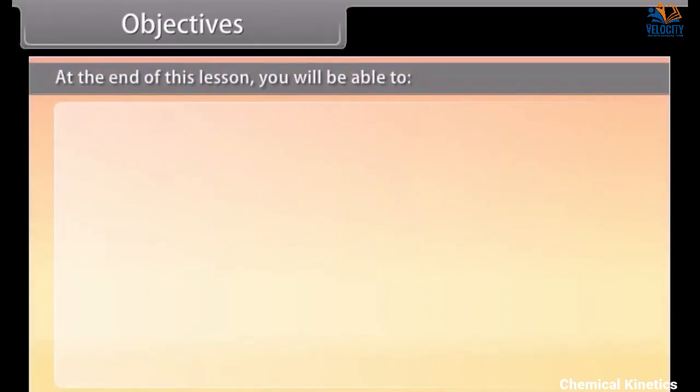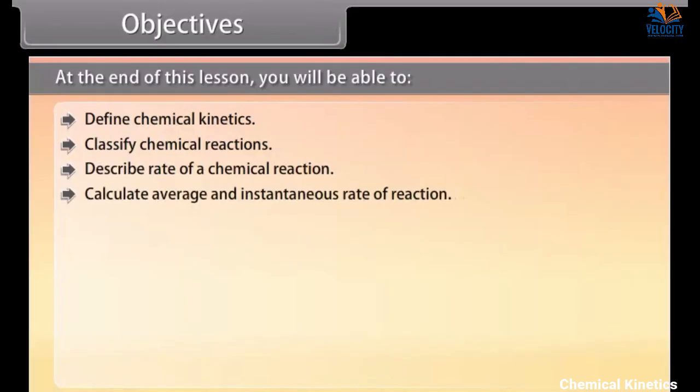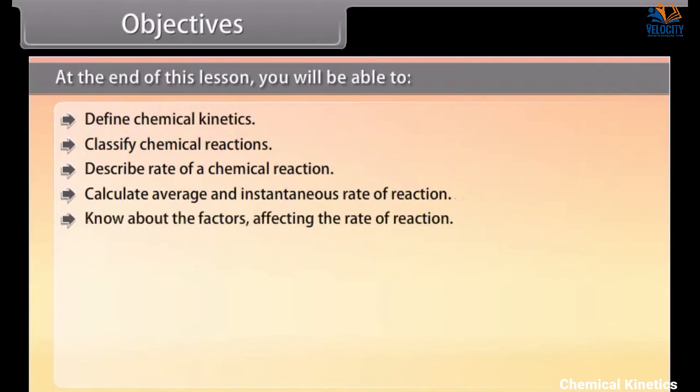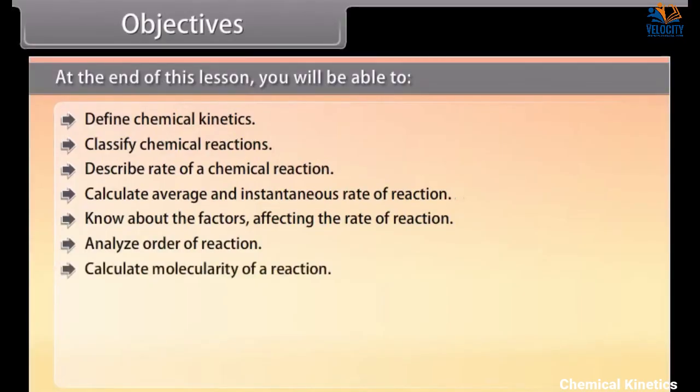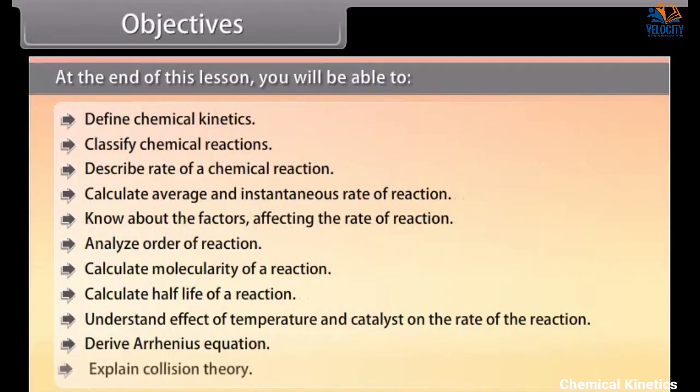Objectives. At the end of this lesson, you will be able to define chemical kinetics, classify chemical reactions, describe rate of a chemical reaction, calculate average and instantaneous rate of reaction, know about the factors affecting the rate of reaction, analyze order of reaction, calculate molecularity of a reaction, calculate half-life of a reaction, understand effect of temperature and catalyst on the rate of the reaction, derive Arrhenius equation, explain collision theory.